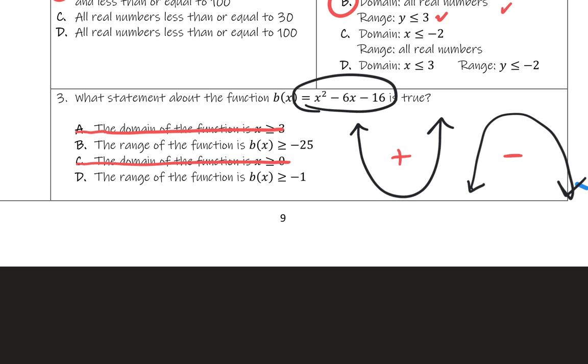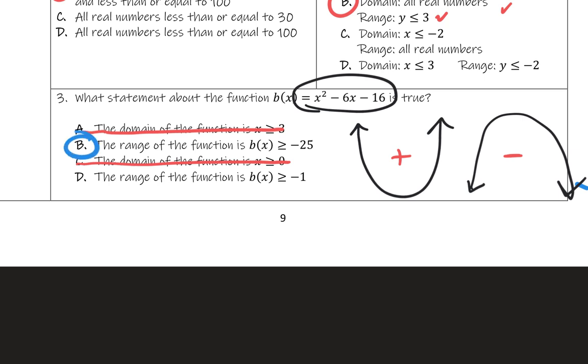She's zooming. I sure am, aren't I? Okay. All right, now we can trace it from here. If you want to hit menu trace and then go to your left, we see that my lowest y value is the negative 25. So that one should be choice B.